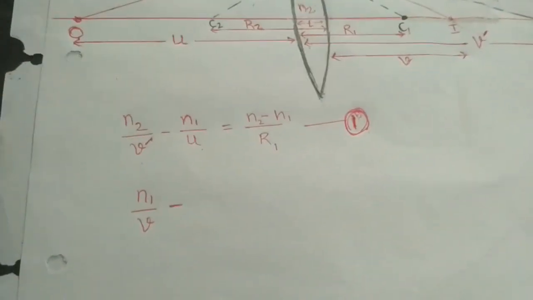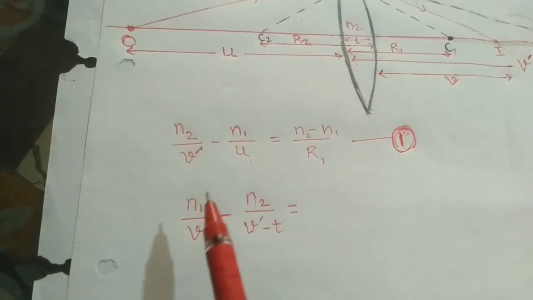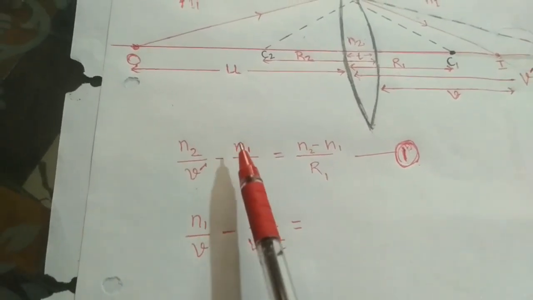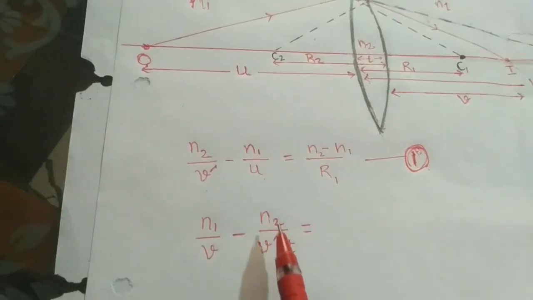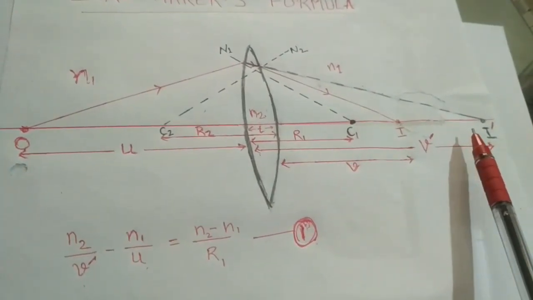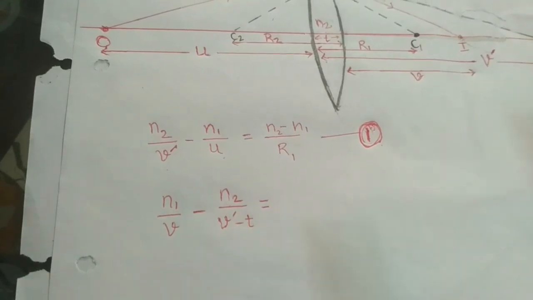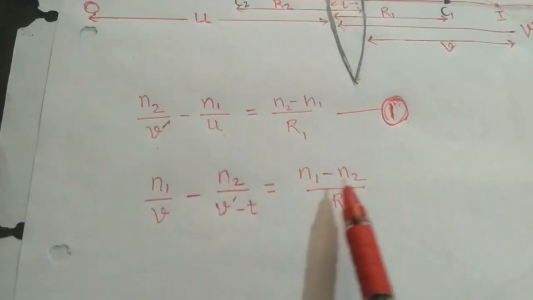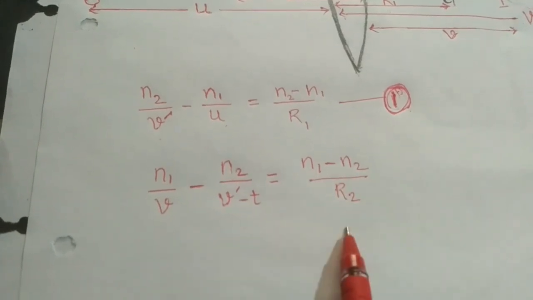Let's write here. See here, this was the refractive index of the second medium. In this case, this was the refractive index of the first medium. In this case, the refractive index of the first medium is N2, and the object imaged by the second surface will act as an object. So here the distance of the object in this case is equal to N1 minus N2 upon R2. Like the medium is reversed, so N1 minus N2 upon R2.